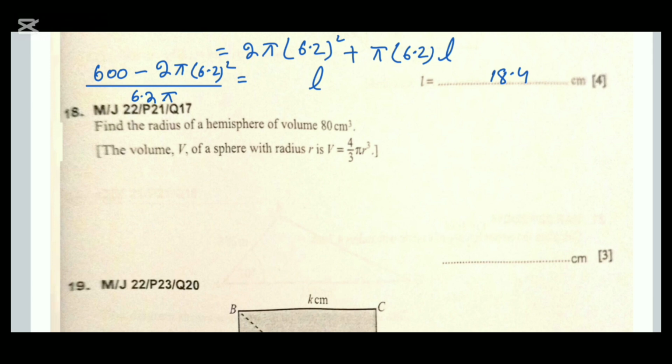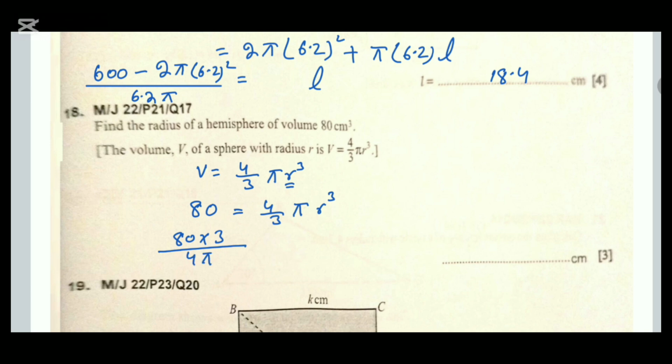Next question, find the radius of a hemisphere of volume 80 centimeter cube. The volume of sphere formula is given to you. Volume is very easy question, 4 by 3 pi r cube. Radius, you have to make r the subject of the equation. V is 80, 4 by 3 pi r cube. 80 multiply 3 over 4 pi is equal to r cube. So this is the way how you will make r the subject. Now you can solve it further. You will take cube root on both sides and then you can find easily the value of r.